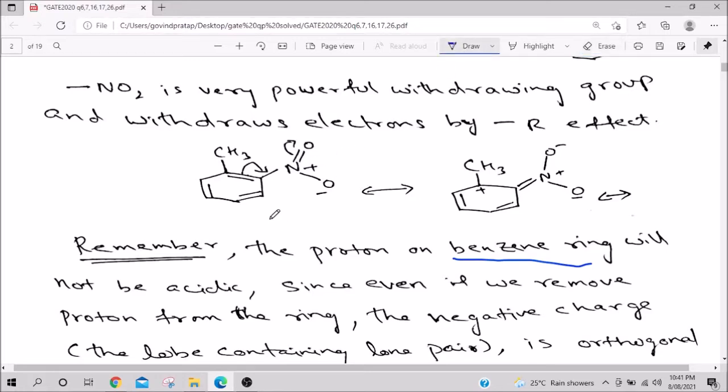But the problem is this: imagine if I am removing a proton from here, you get a negative charge. You say something like this goes here and this goes here, and then something happens and this goes off. Then we can say that probably the benzene ring can be stabilized, and the benzene ring's proton can be acidic. But the problem is it can never happen. Why?